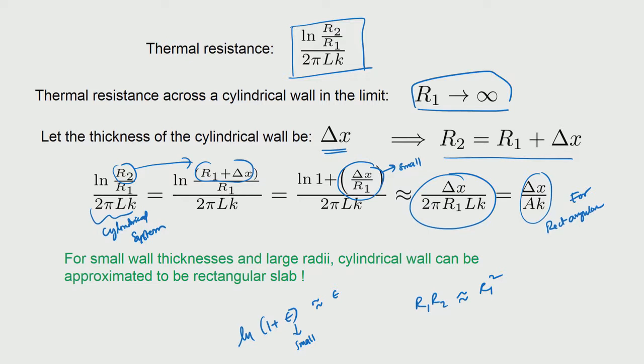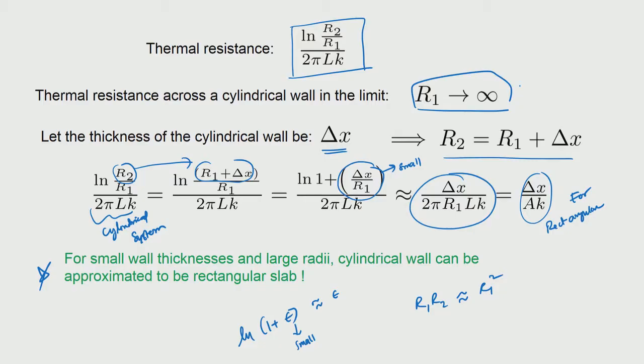What it implies is summarized here. It says that for small wall thicknesses and very large radii of a cylindrical wall, we can approximate the situation to be a rectangular slab. Now, this is going to be useful because in situations in metallurgy where these things may be common, we do not have to complicate the problem by going to the cylindrical coordinate system. We may approximate it to be a rectangular coordinate system also and get very reasonable answers, of course, subject to this being true.